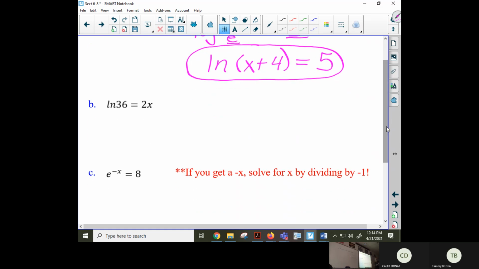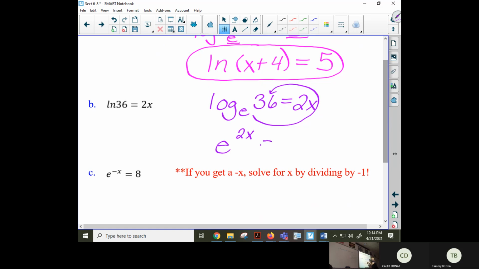Now this one is in natural log. We want to put it in exponential. So what I do for these is I replace natural log with log base e, and then I do the loop. So this would be e to the 2x equals 36.